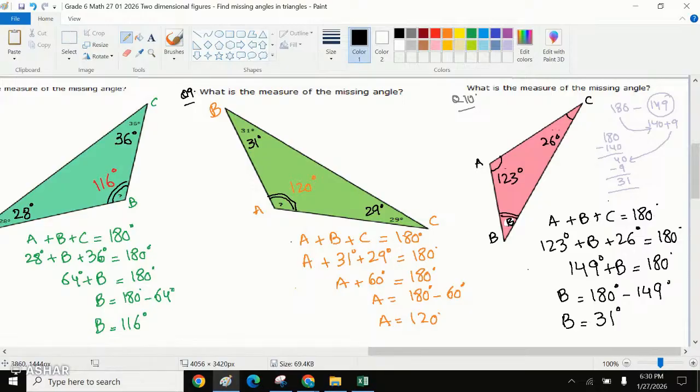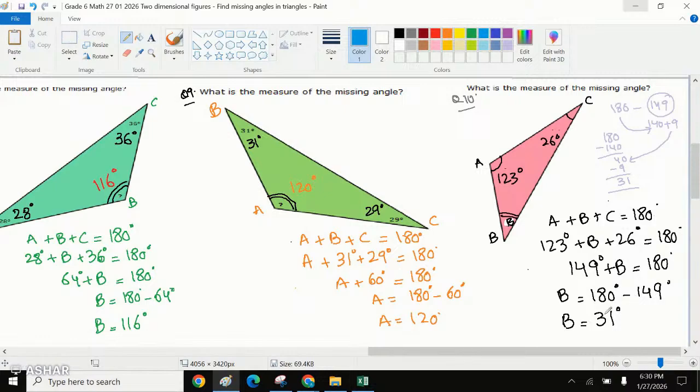Okay, let's verify. Nathan, what we are doing is we are trying to find the missing angle in a given triangle. If two angles are given and the third angle is missing, we need to find the third angle. We know that the sum of all three angles would be 180. So A plus B plus C should be equal to 180. Now Ashik, I'll just verify it for you.